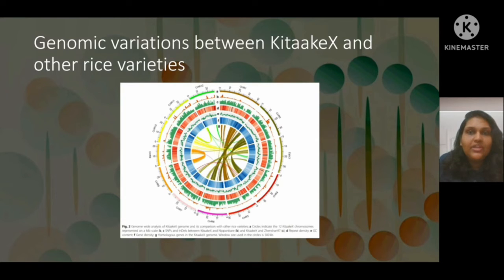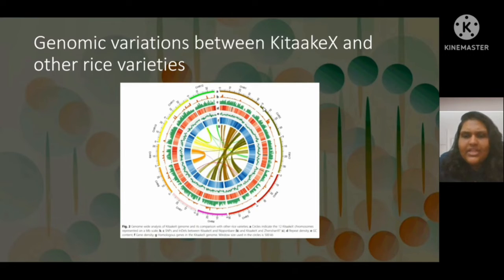And lastly, the genomic variation between Kitake X and other rice varieties. The genomic variation between Kitake X and Nippon Bare is highly concentrated in some regions, while the variation between Kitake X and Zenshin is spread evenly throughout the genome, which can be seen in C here.